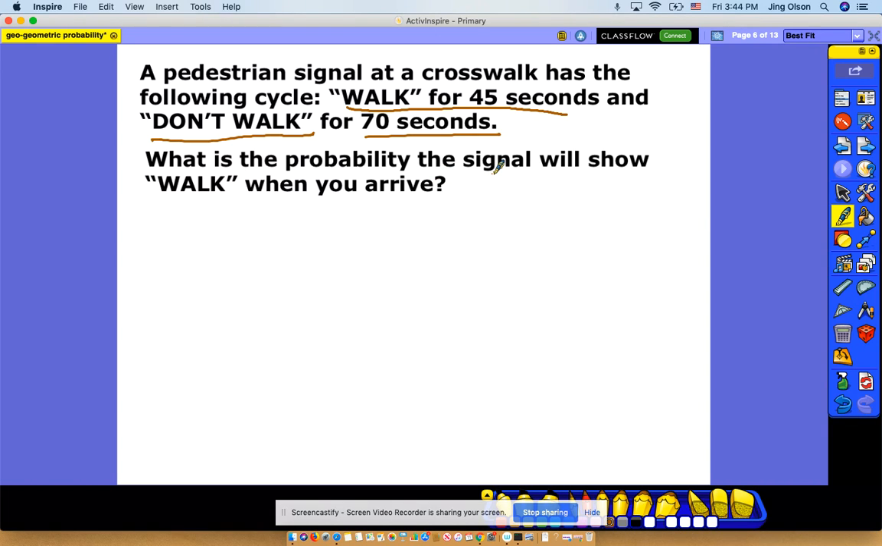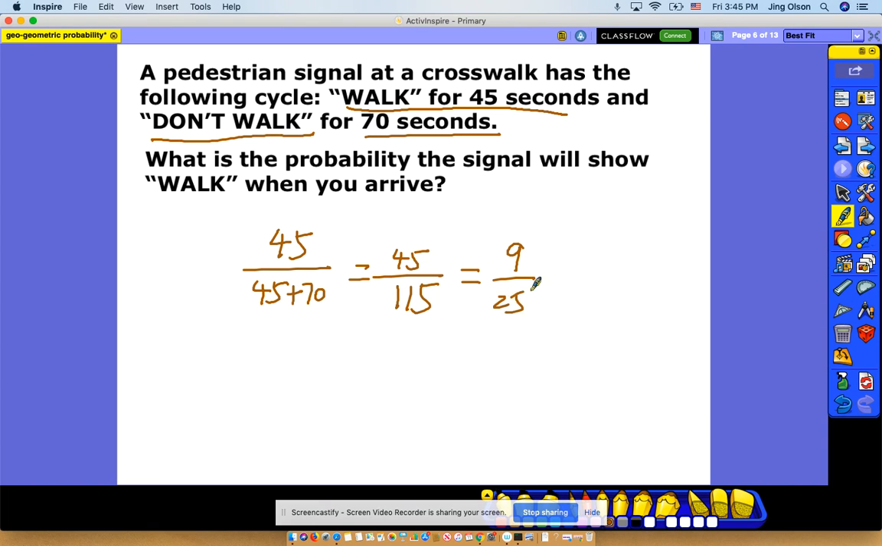So most of the time it's probably going to be don't walk, because the don't walk sign lasts longer. But what's the probability it says walk when you get there? So walk is 45 seconds. 45 seconds out of what's the total number of seconds to go around one cycle? That's 45 plus 70. So you have 45 out of 115. So we're going to simplify this. Divide the numbers by 5. 45 divided by 5 is 9. 115 divided by 5 is 23. So the answer is 9 out of 23. That's the probability when you arrive that it shows walk.